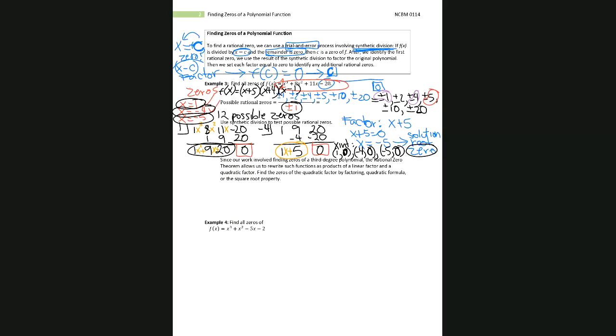Find the zeros of the quadratic factor. Okay, we don't need to do this. We already went ahead and factored the whole thing. So what this statement is referring to is that at the point where we found our first 0, which was +1, we had this factor, x minus 1. And then the other factor was here, x squared plus 9x plus 20.